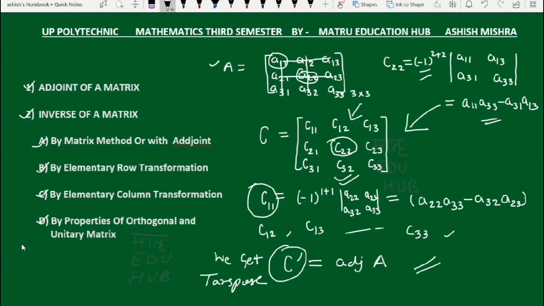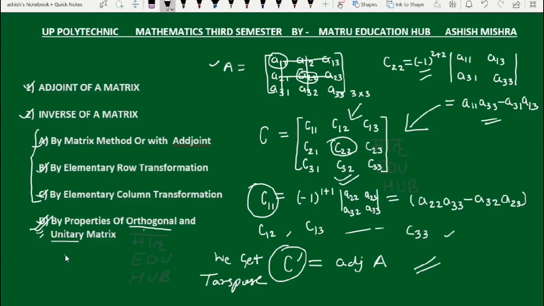The inverse of a matrix can be found by 4 ways. The first two are for all matrices and the last two are for special conditions, that is for orthogonal matrix and unitary matrix. The first three are general for all matrices. The last is special for orthogonal matrix and unitary matrix for a given condition. First we understand the last one.